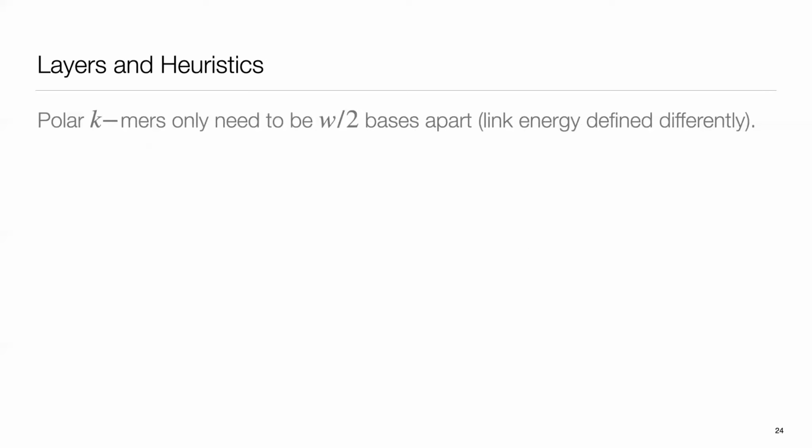In the paper, there are also some other points. We don't have the time to go through every one of them, so I want to quickly mention a few. The first thing is that, in the paper, the definition of polar camera sets is actually different from what we have just described. It would be a set of cameras such that no two cameras appear within W over 2 bases of each other, and the link energy is also defined somewhat differently. This makes the task of building a polar set easier because you have fewer constraints.